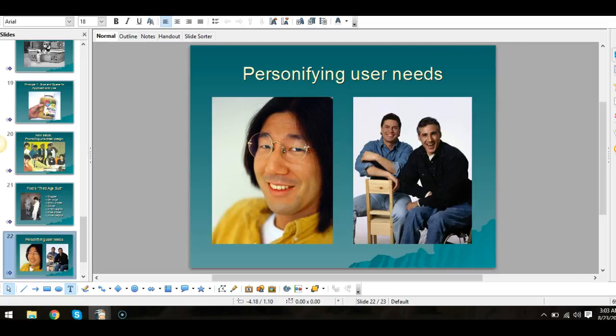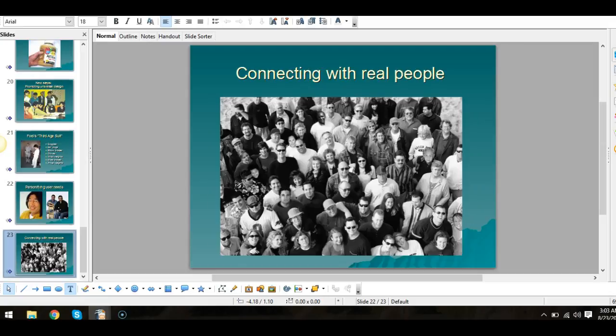Our next steps should also be personifying users' needs, always keeping an individual in mind. What works for one person may not work for another. So we need to look at that individual and what exactly they need. We need to connect with real people, and that is the most important thing. If we create something that is not going to work for real people, then there is no purpose of creating something like that.